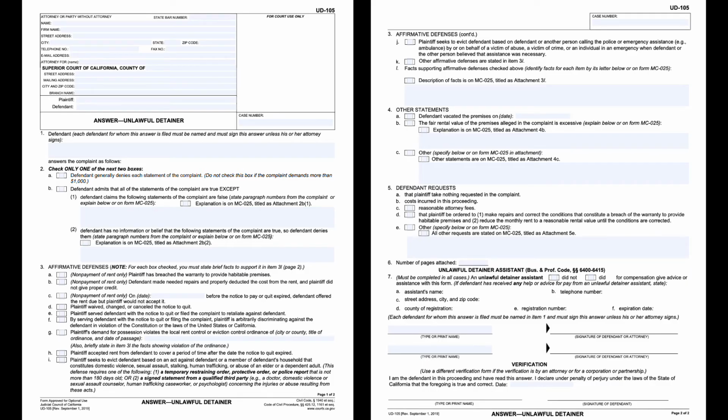Here is what the form UD 105 looks like. This must be filed with the court and a copy served to the landlord before the 5 days are up. The landlord would be considered the plaintiff and the tenant would be considered the defendant.